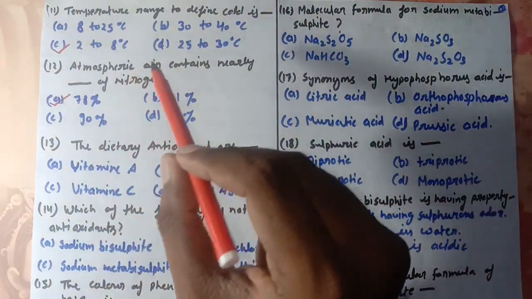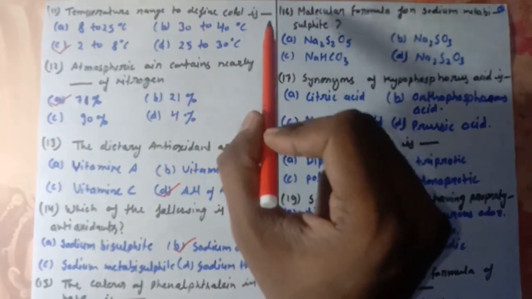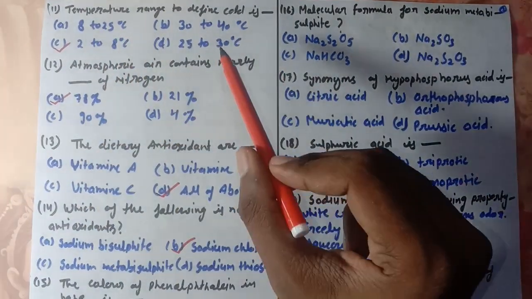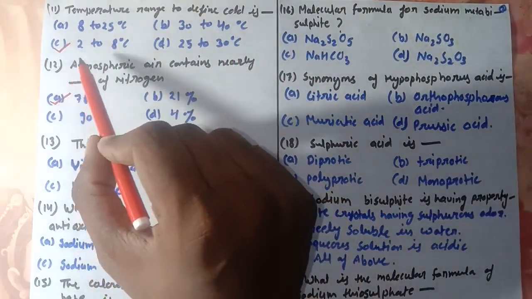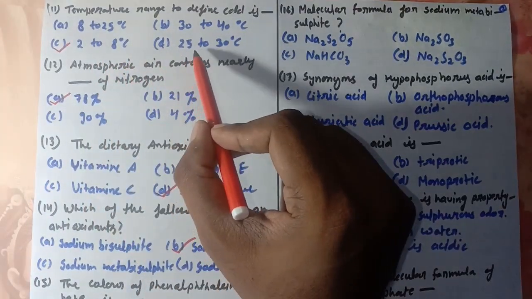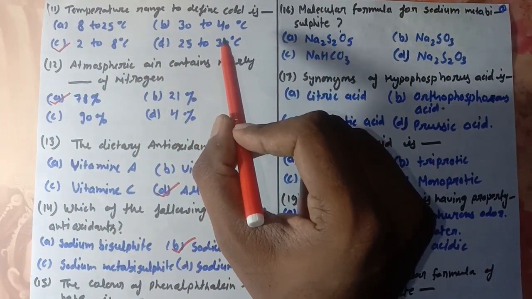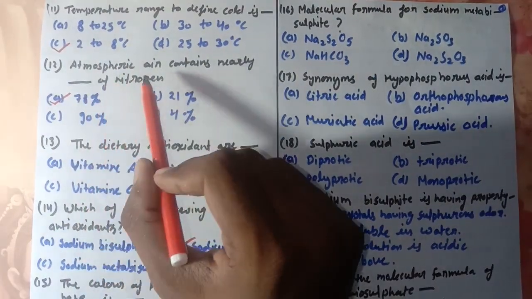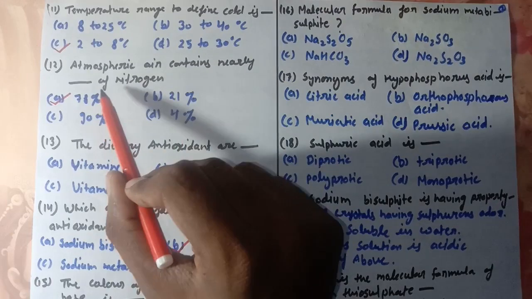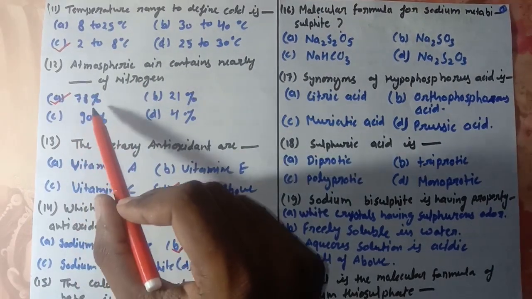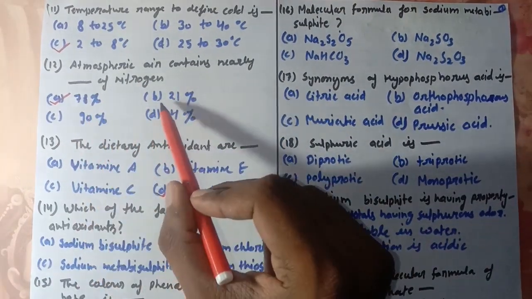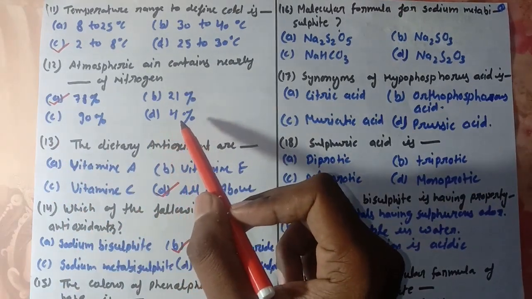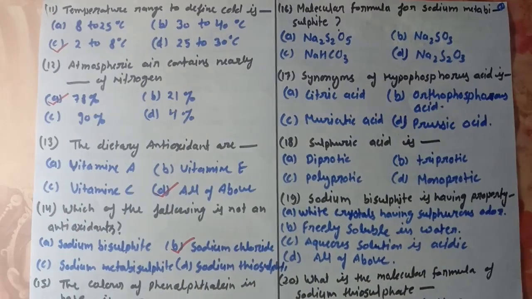Question number 11. Temperature range to define cold is option A 8 to 25 degrees Celsius, option B 30 to 40 degrees Celsius, option C 2 to 8 degrees Celsius, option D 25 to 30 degrees Celsius. So the answer is C, 2 to 8 degrees Celsius. Question number 12. Atmospheric air contains nearly dash of nitrogen. Option A 78%, option B 21%, option C 90%, option D 4%. So the answer is A, 78%.